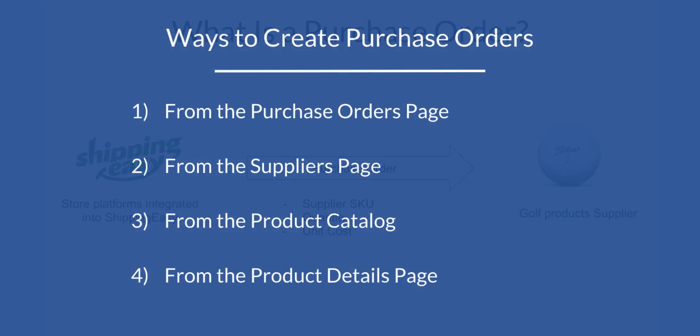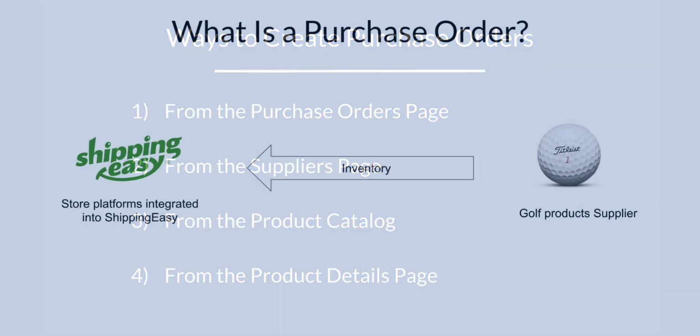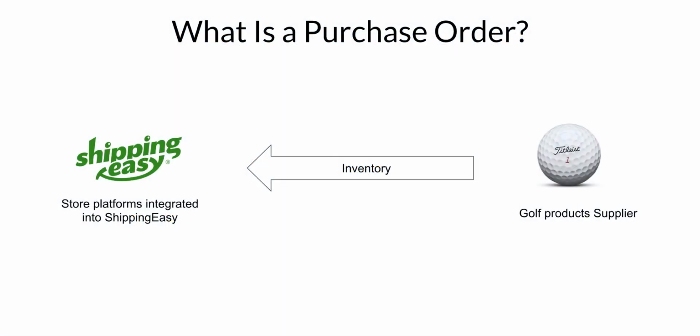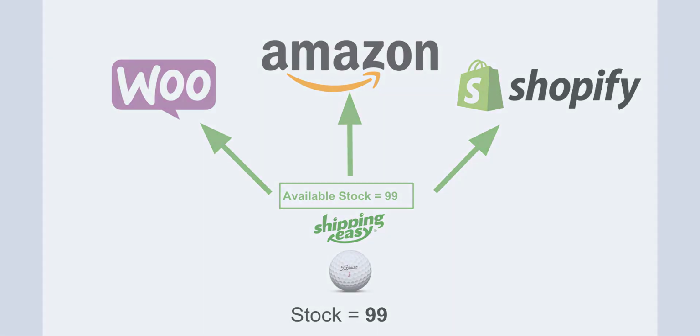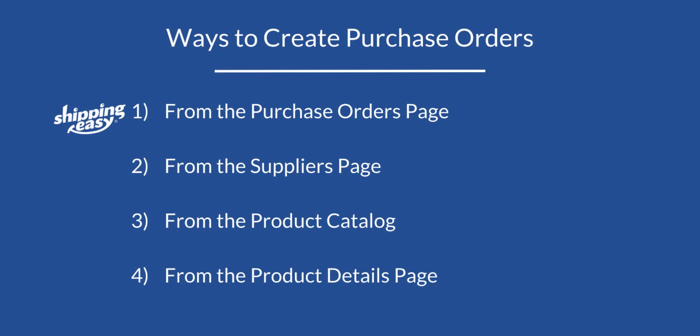Today we're going to go over all the different ways you can create purchase orders in ShippingEasy to quickly order more inventory. This also makes it easy for you to accept new stock into ShippingEasy when it arrives and maintain your unified stock levels across all sales channels. Now we wanted to make sure you're aware of the best way to create a purchase order that fits your needs, so I'm going to show you all 4 methods today.